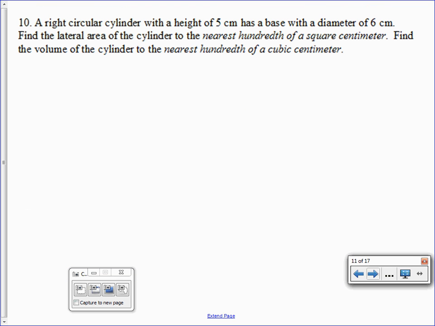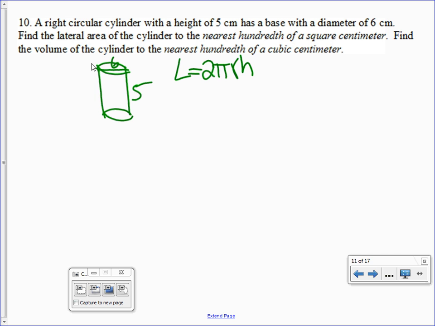A right circular cylinder with a height of 5 has a base with a diameter of 6. Well, let's draw a picture. Why not? It might not help us, but it might. Height is 5. Diameter is 6. Find the lateral area. Well, the lateral area is on your reference sheet. L equals 2 pi RH.